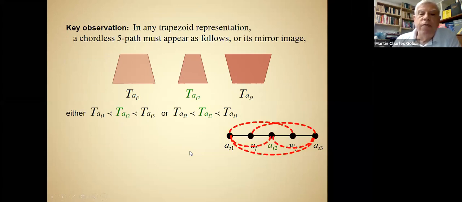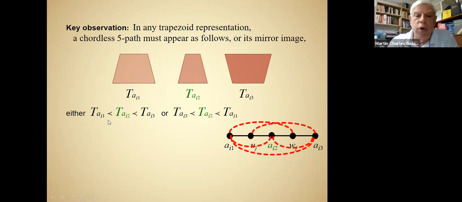And a key observation in connecting betweenness with trapezoid is illustrated here. In any trapezoid representation of a chordless five path, it must appear as follows. The trapezoids for my elements of S, T, AI1, AI2, AI3 will have to be disjoint.